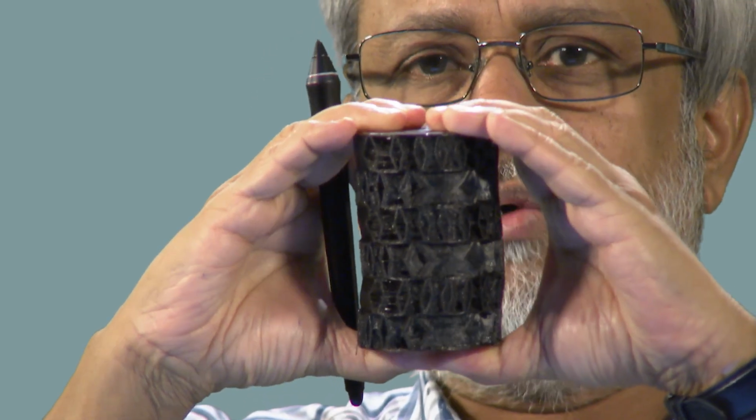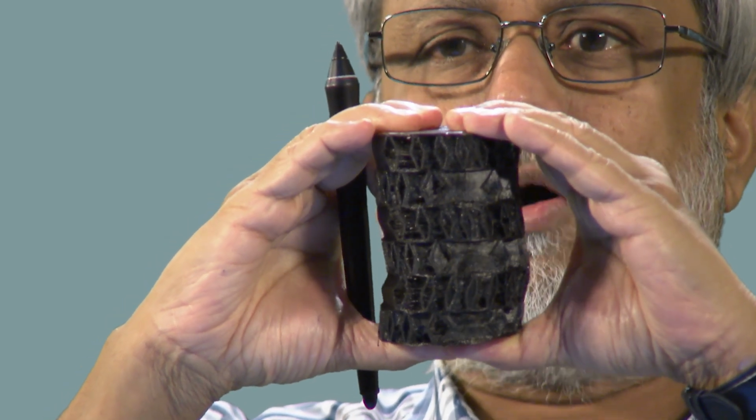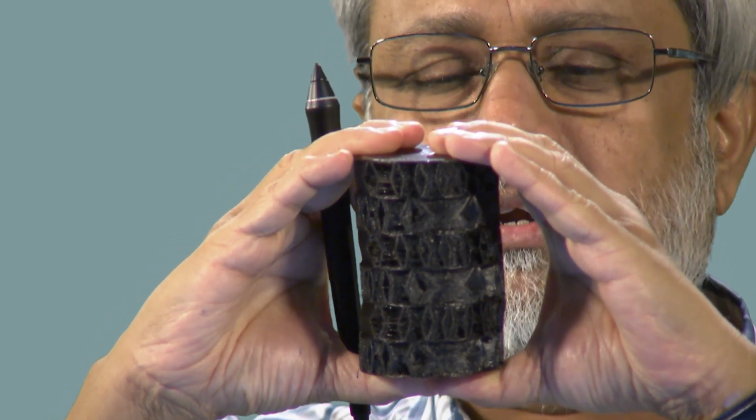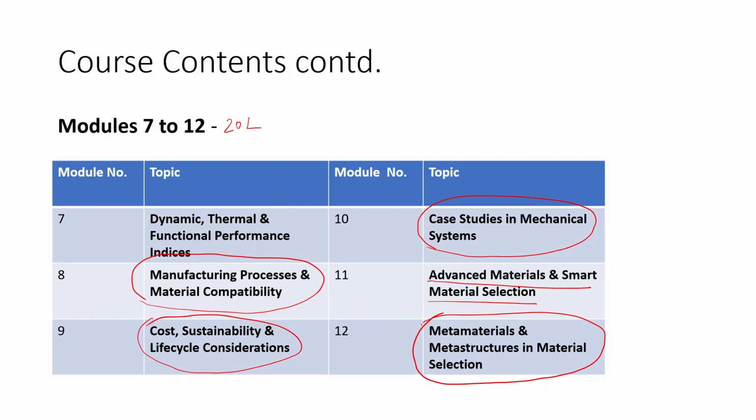So, you try to sort of apply force, as you can see from the bottom, and then it is getting local buckling, but the top part is completely saved from it. Now, how these metastructures are to be chosen, that is what I will be talking about in the final module. So, all these things together I will be covering in this course of material selection for mechanical design.